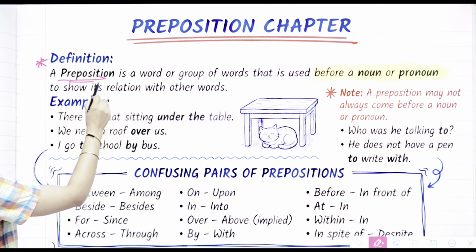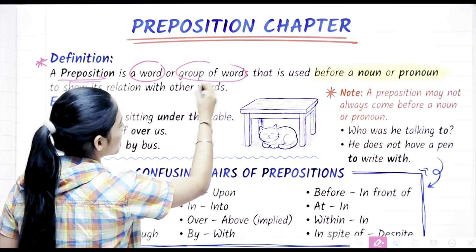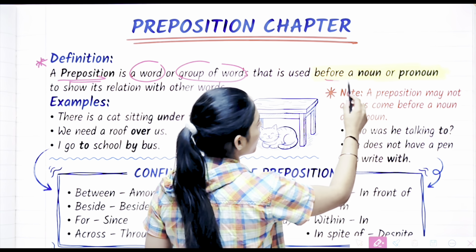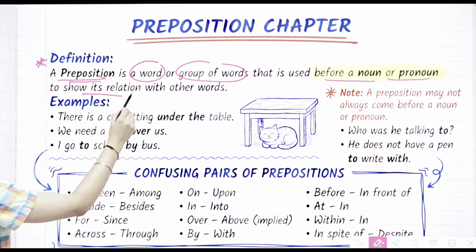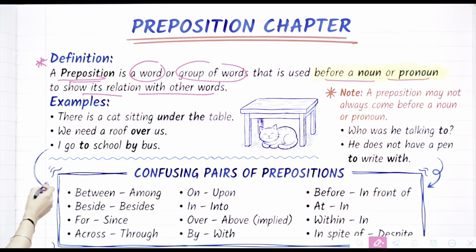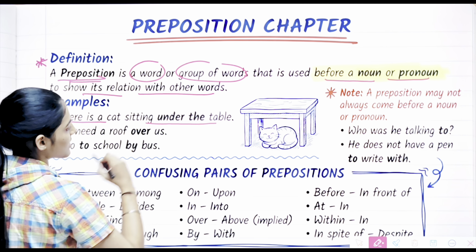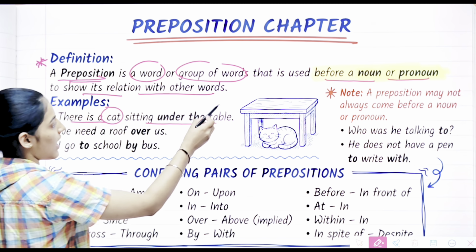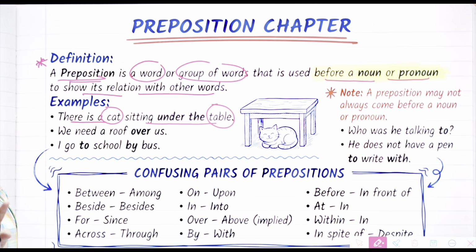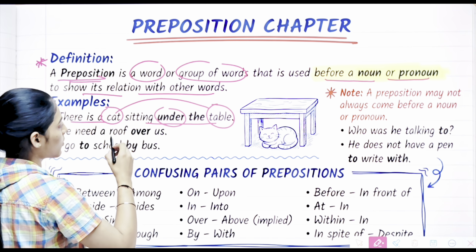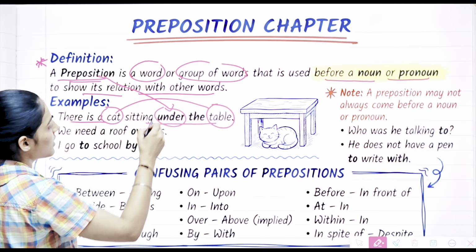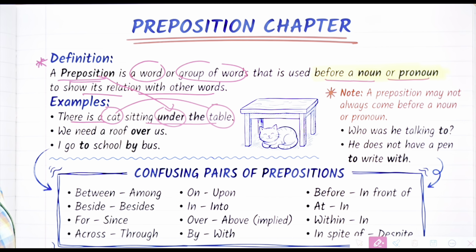A preposition is a word or group of words that is used before a noun or a pronoun, and it shows relation with the other words. For example, there is a cat sitting under the table. So here cat and table both are nouns, and how can the relation between them be seen? It can be seen through the preposition. So here under is behaving as a preposition.